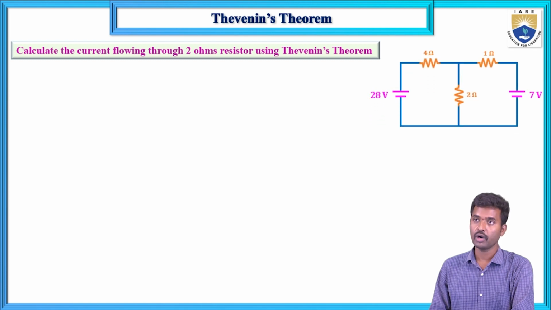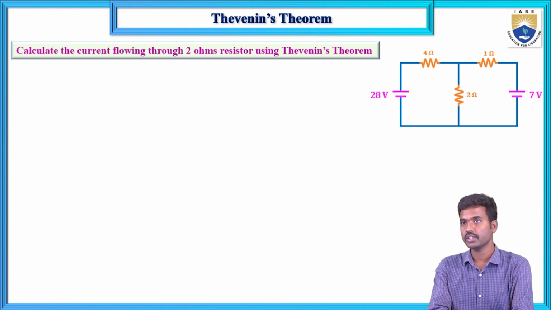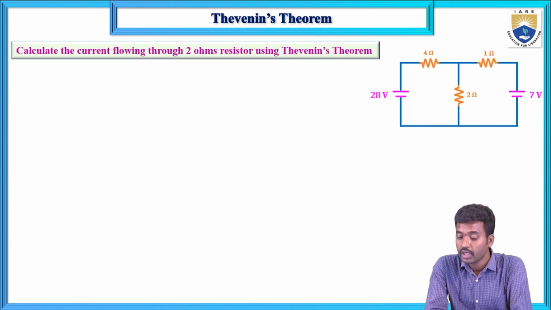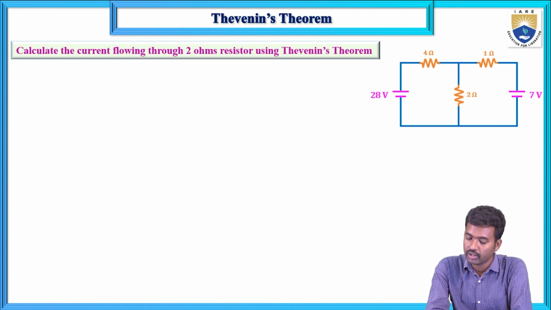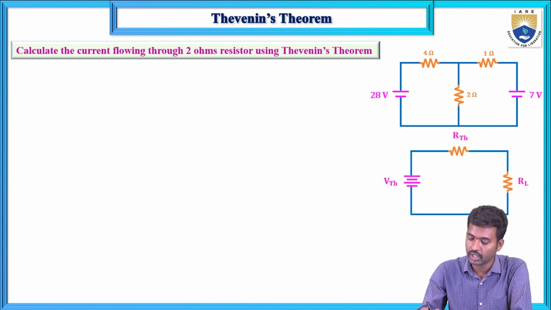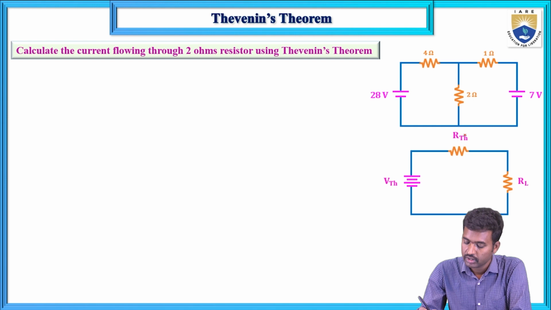So now here we have two sources. In the previous two problems we had only one source, and here we have two sources. According to Thevenin's theorem, a linear network containing a number of voltage sources and current sources is replaced by a single equivalent voltage source and a single equivalent resistance. Now this circuit is replaced by a single equivalent circuit, and that single equivalent circuit is connected across the load terminals.